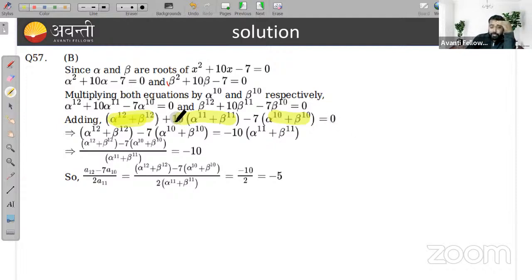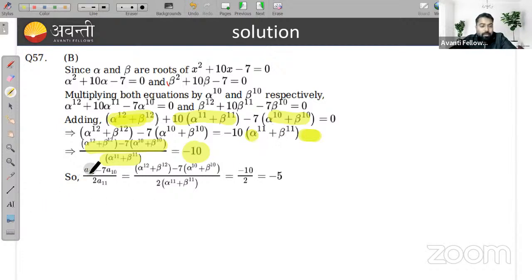Okay. So if we take this middle term to the right hand side, 10 into alpha to the power 11 plus beta to the power 11, it becomes minus 10 into alpha to the power 11 plus beta to the power 11. Okay. So finally, what are we getting? We are getting alpha to the power 12. If we divide alpha to the power 11 plus beta to the power 11 on both sides of this equation, what will we get? Alpha to the power 12 plus beta to the power 12 minus 7 into alpha to the power 10 plus beta to the power 10 by alpha to the power 11 plus beta to the power 11, and the right hand side becomes minus 10 because this got cancelled.